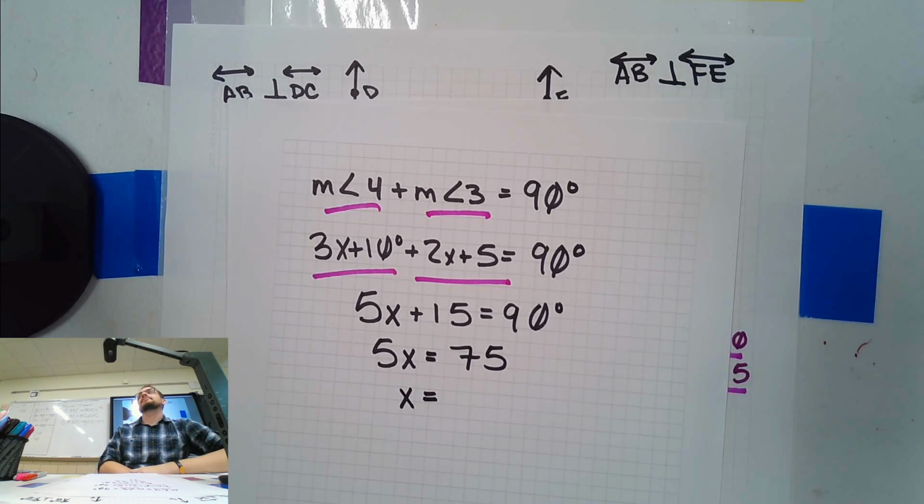Divide by 5. Alex, why do you say 14? Okay, so here's what he's saying.